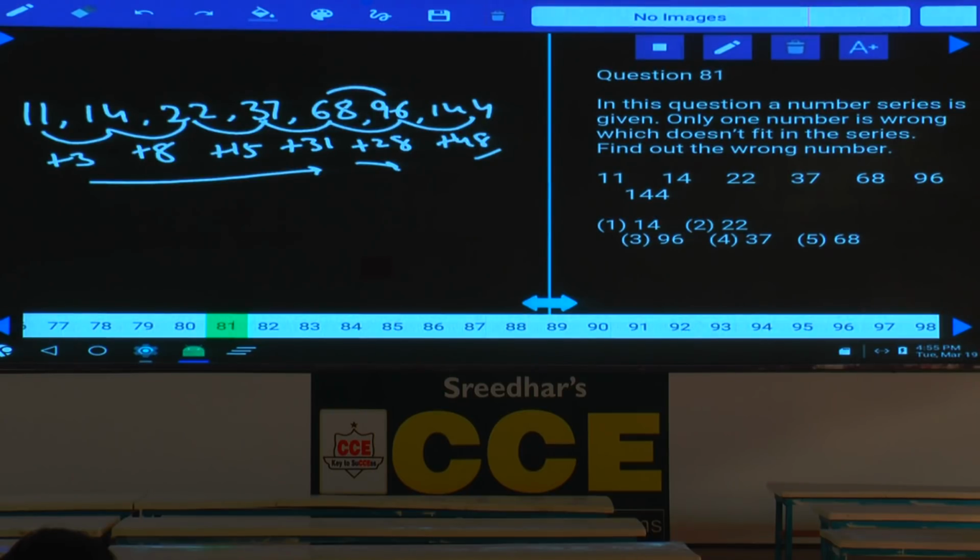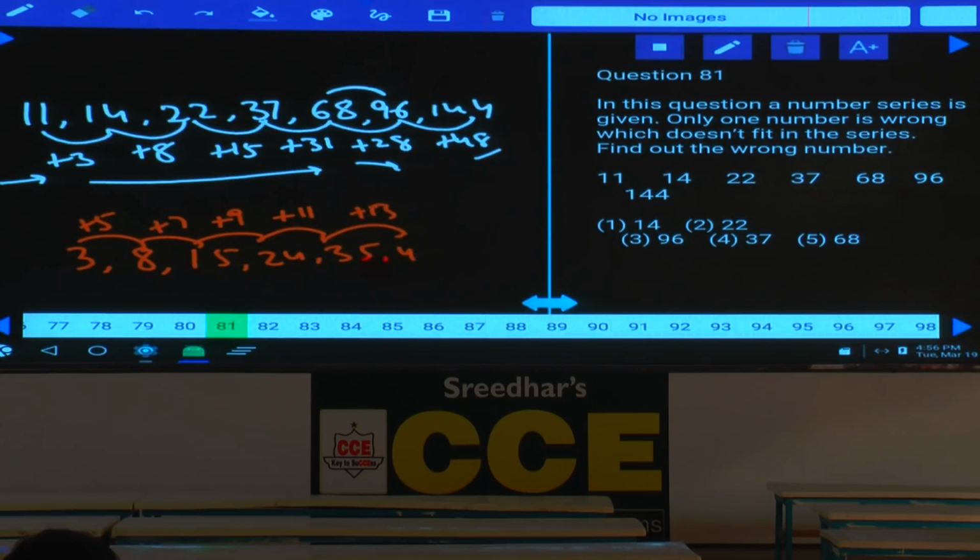Then if you go with the differences 3, 8, 15, 31, now 3 and 8, what is the difference? It is 5. The next difference is 7. As 5 and 7 are there, the next difference must be 9. If 9 is added here, 15 plus 9 must be 24. That should be the next difference. Now I am talking about the differences only. If 24 is here, the next difference must be 11. 24 plus 11 is 35, and 35 plus 13 is 48. Hence 3, 8, 15, 48 are already given.